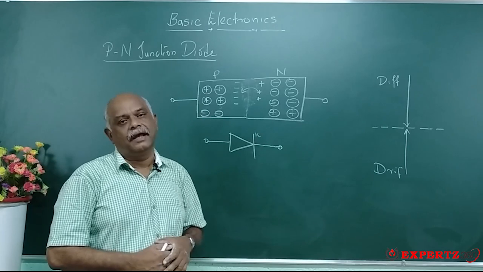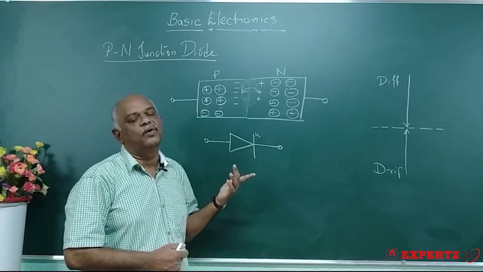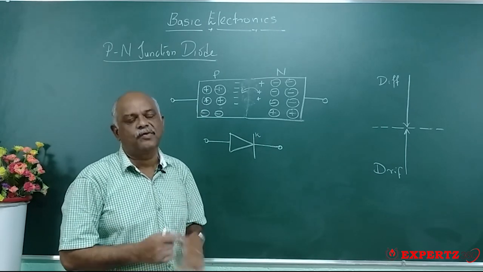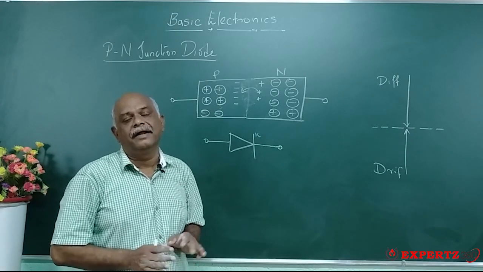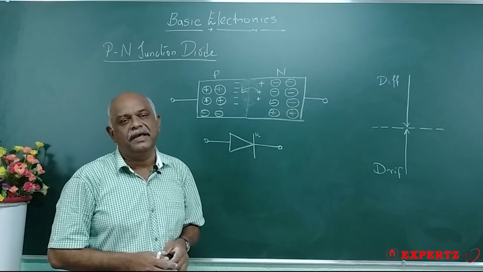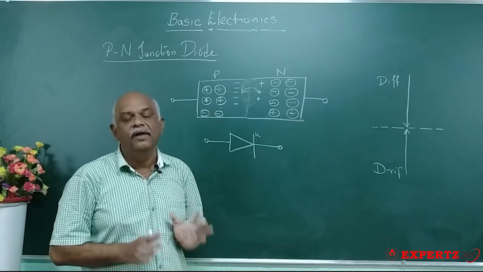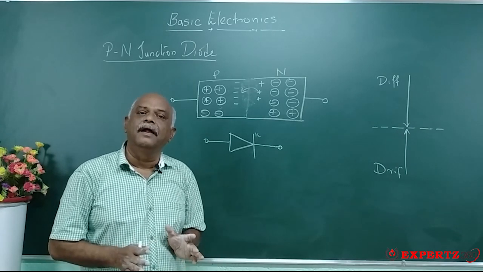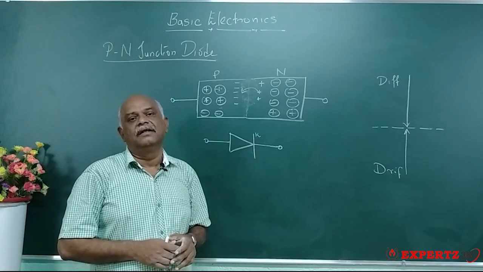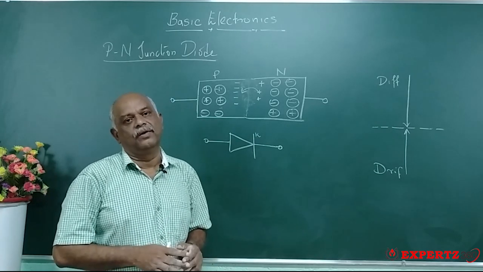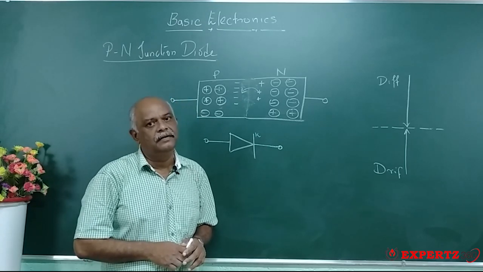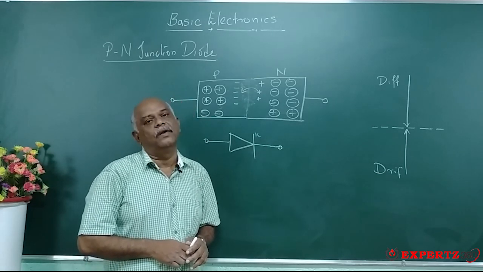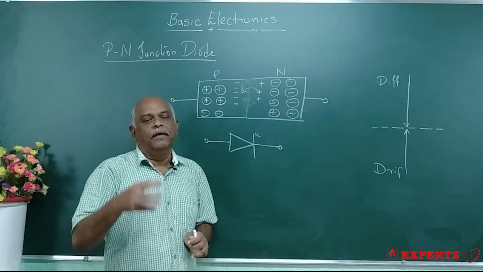A particular time is reached where the diffusion current is equal to the drift current, because the excess charge is going to increase, and at that state, the total current in the PN junction is equal to zero. Therefore, the current in the diode under unbiased condition is zero. There is no current under unbiased condition. Are you clear in that? Okay. Now, we will go to biased conditions.